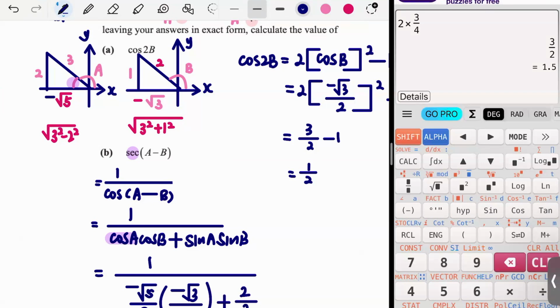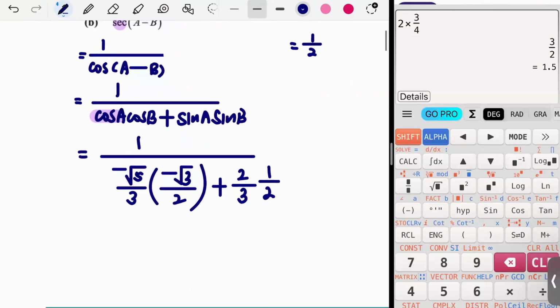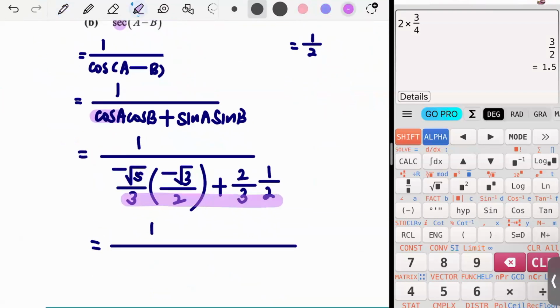Then sine B is 1 over 2. Multiply from here. Okay, so 1 over... So you notice that the denominator is all 6. Yeah, beautiful. So from here, over 6. What is negative times negative?